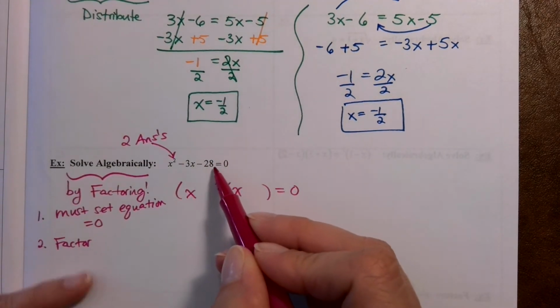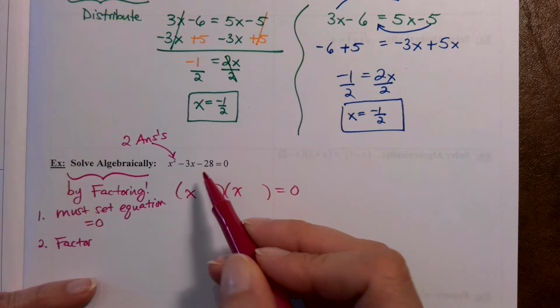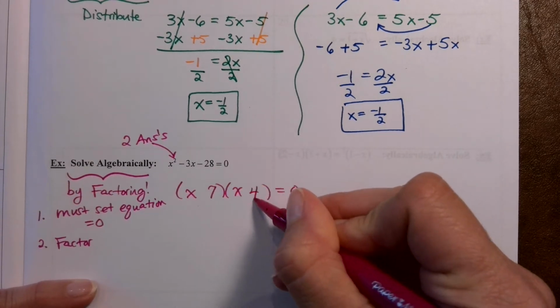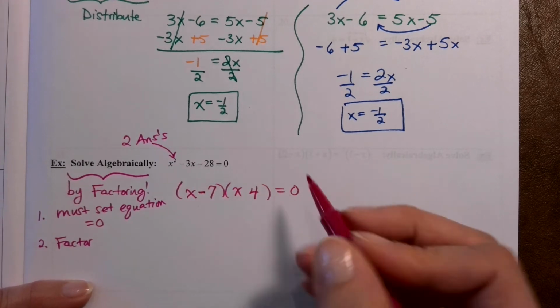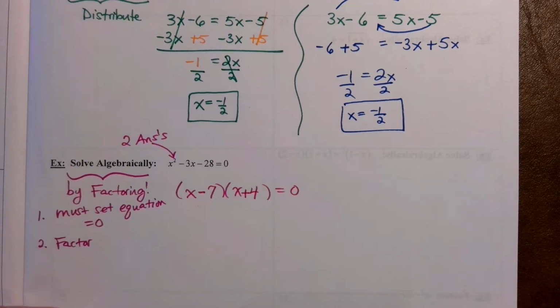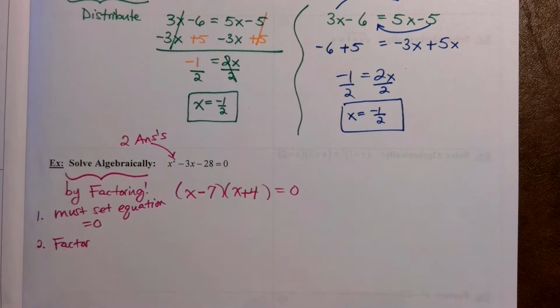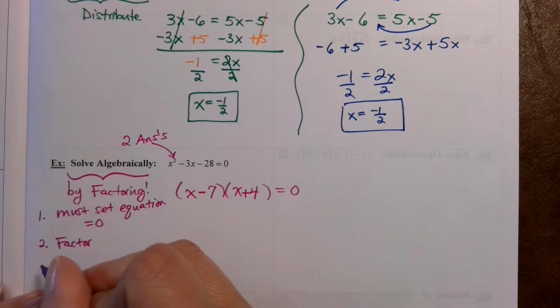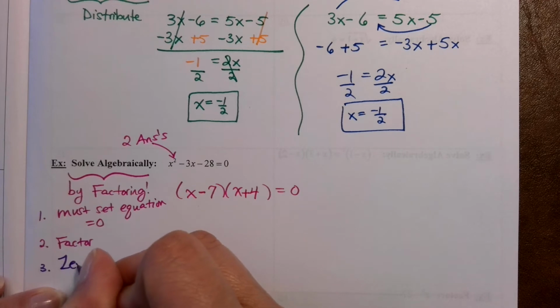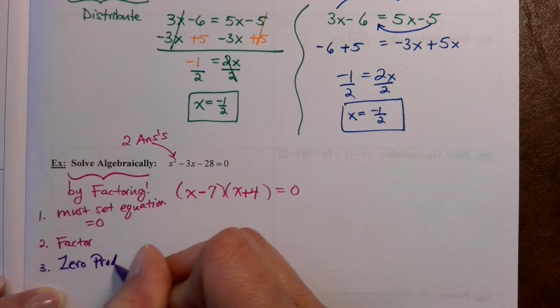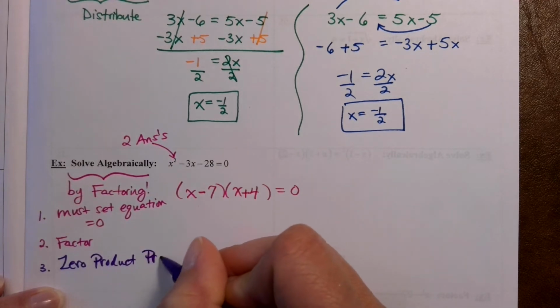Okay, 28, it's probably 7 times 4. And to add to a negative 3, I'm going to put the negative on the 7 and the positive on the 4. Okay, now I've factored, but I haven't solved by factoring just yet. So after step 2 comes step 3, and we're going to use something called the zero product property.